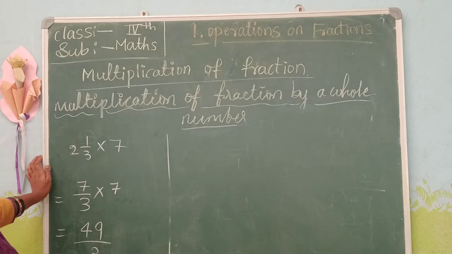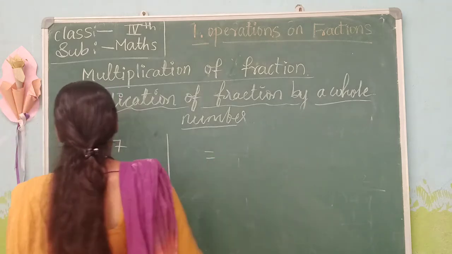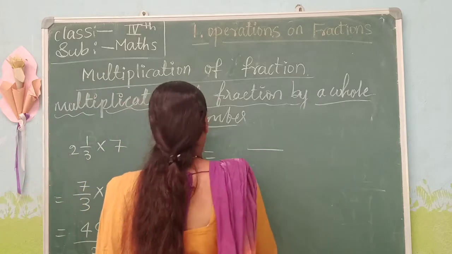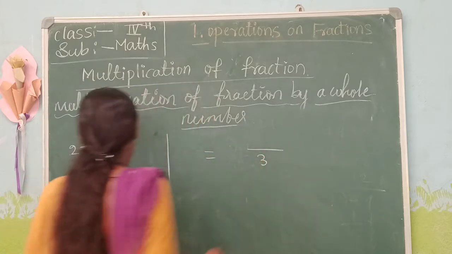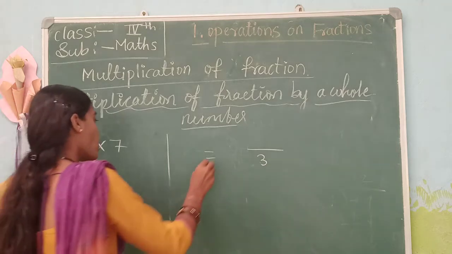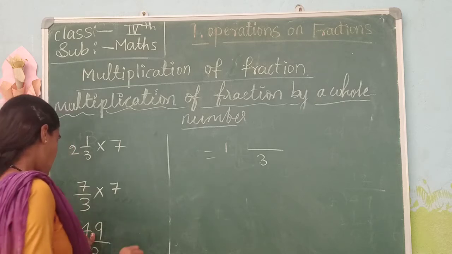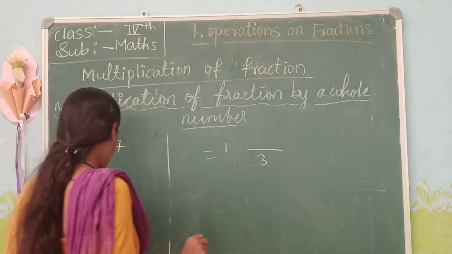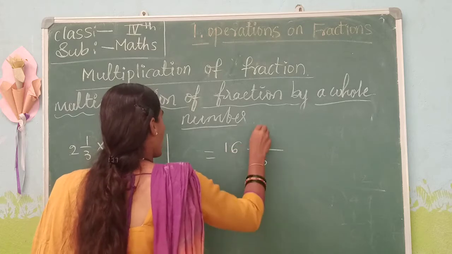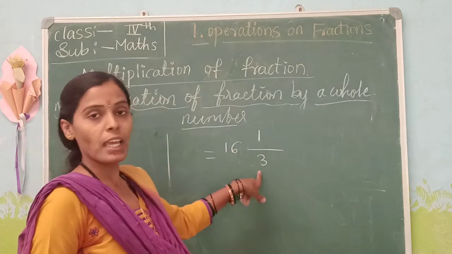Now 49 and 3 are not in the same table, so we convert it into a mixed fraction. 3 1s are 3, 3 6s are 18, 1 remains. So the mixed fraction of the improper fraction 49 by 3 is 16 of 1 by 3.